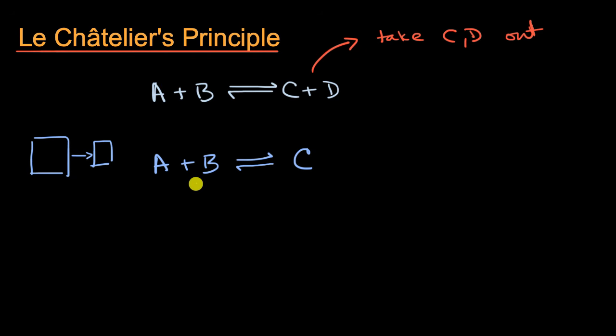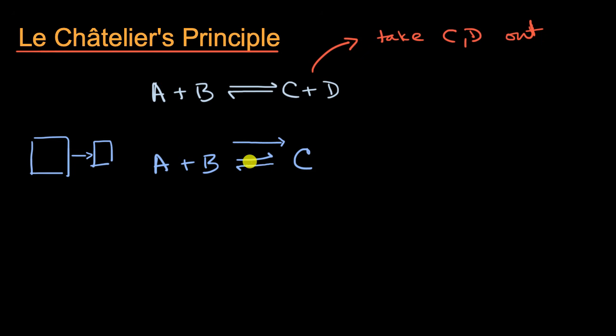Well, if I shrink the volume of that container, then you have a situation where A and B are going to bump into each other more. They're going to collide into each other more. And so you're going to have a net direction going that one. You'll still have some C reacting to break up into A and B, but you're going to have more A and B reacting, bumping into each other, colliding to form C until we hit a new equilibrium.